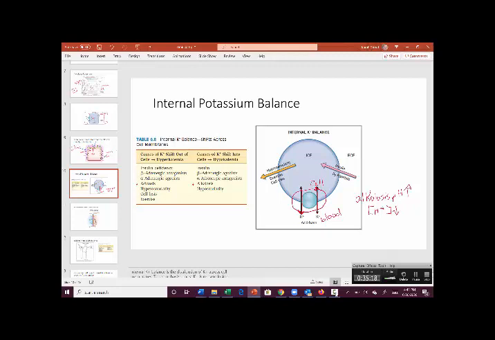On the other hand, in acidosis, the hydrogen concentration in blood is increased, and this gradient would favor hydrogen going into the cells. So the hydrogen would go in. But then that means potassium must come out. And that would lead to hyperkalemia. So here we would have acidosis. And over here we would have alkalosis.